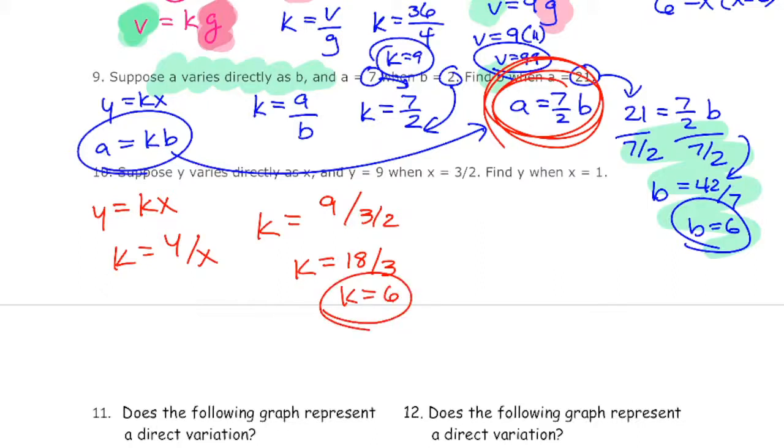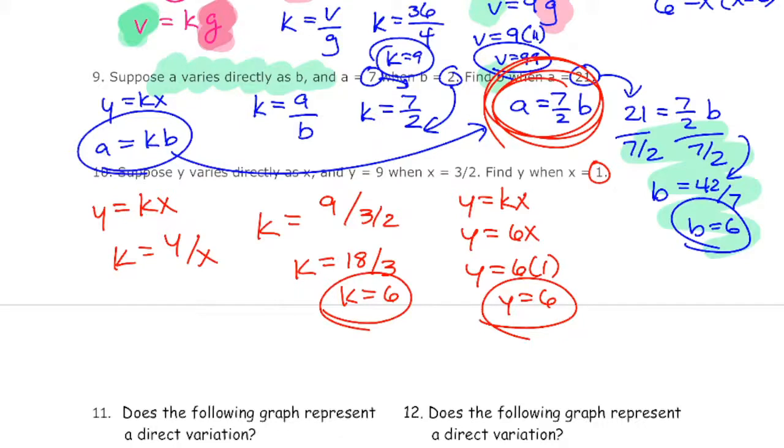Now, let's plug it into our formula. Y equals kx. Y equals 6x, because we just found out what k is. And now we know x equals 1. So let's go y equals 6 times 1. Therefore, y equals 6. Done. If that went by kind of fast, then put me on like half speed. All right. Hopefully these should be making pretty good sense.